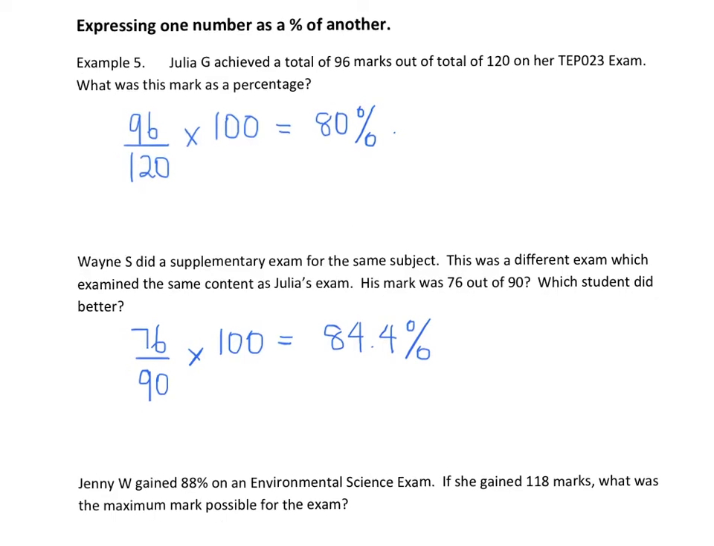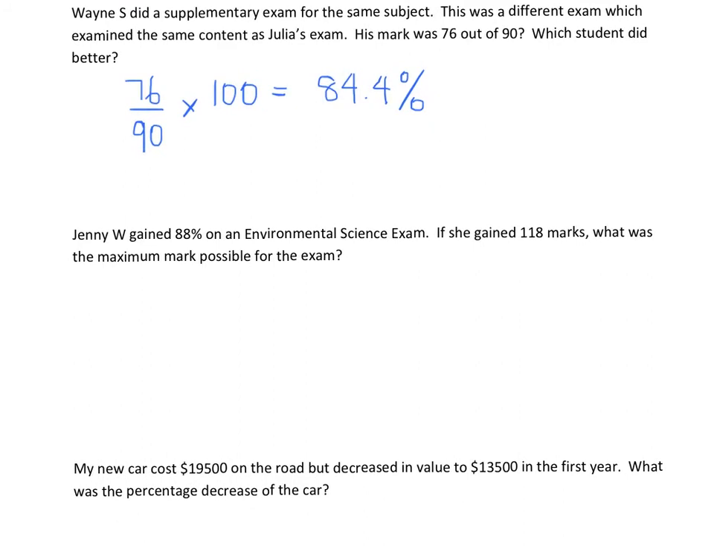Moving on to the next example, we have Jenny. Jenny gained 88% on an environmental science exam. If that actually was 118 marks, what was the maximum marks possible on the exam? Well, let's set up the columns of percentages and marks. We know that 88% represents 118 marks. We want to know what 100% represents, so let's call that x.